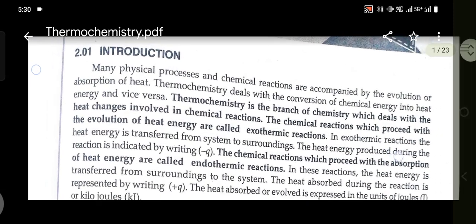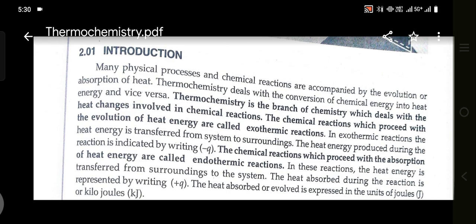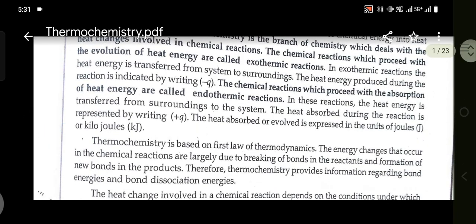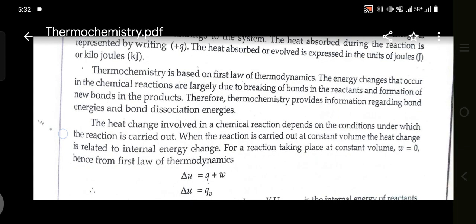The chemical reactions which proceed with the evolution of heat energy are called exothermic reactions. In exothermic reactions, the heat energy is transferred from system to surroundings, and the heat energy produced during the reaction is indicated by writing minus Q. The chemical reactions which proceed with the absorption of heat energy are called endothermic reactions. In these reactions, the heat absorbed during the reaction is represented by writing plus Q. The heat absorbed or evolved is expressed in the units of joule or kilojoules.